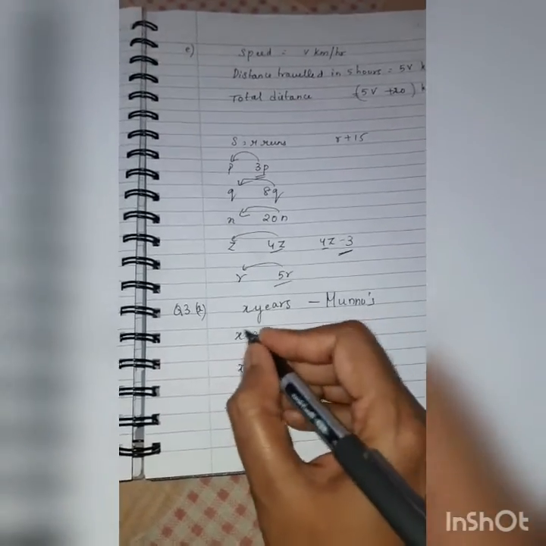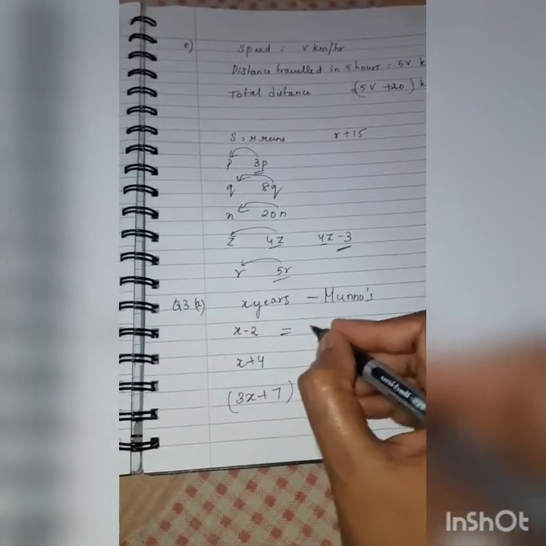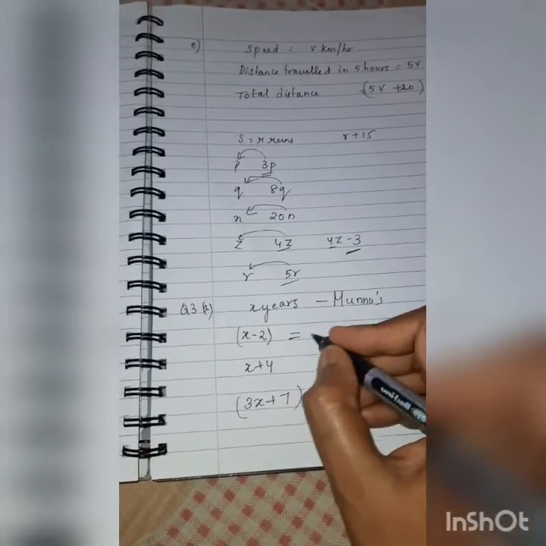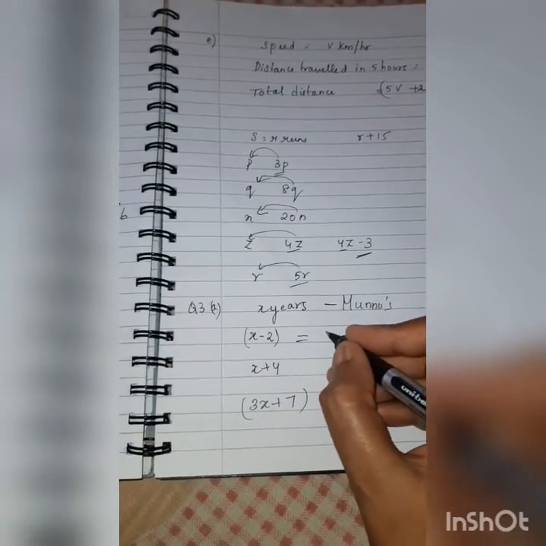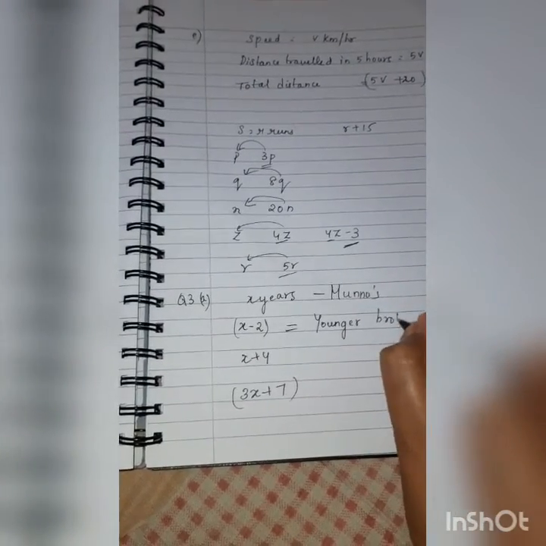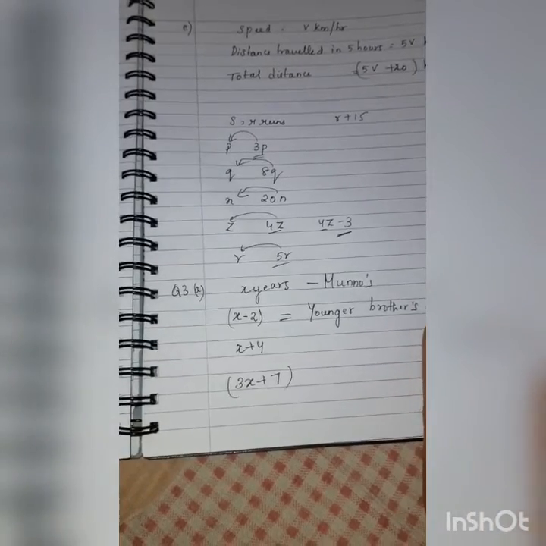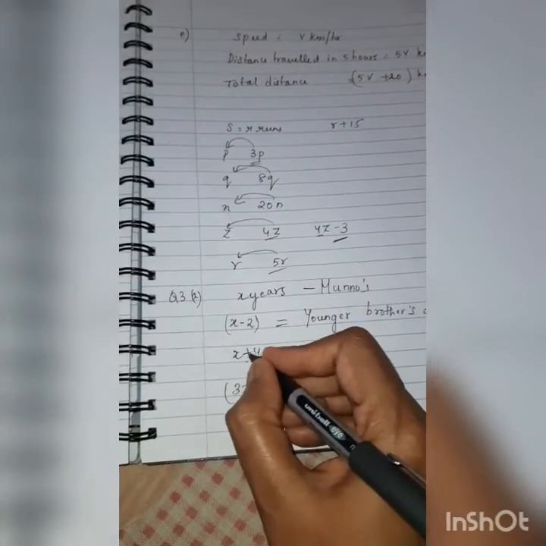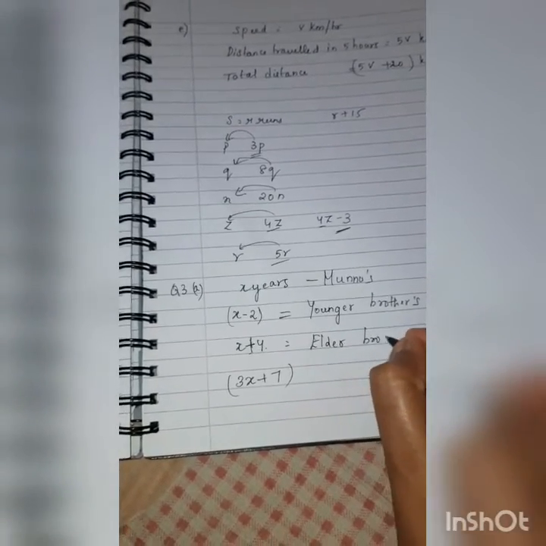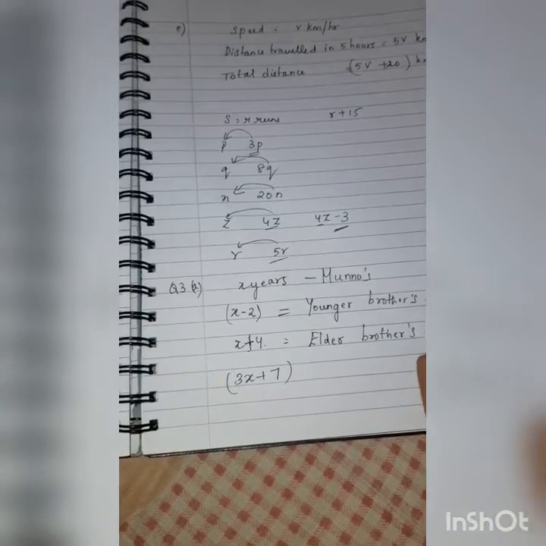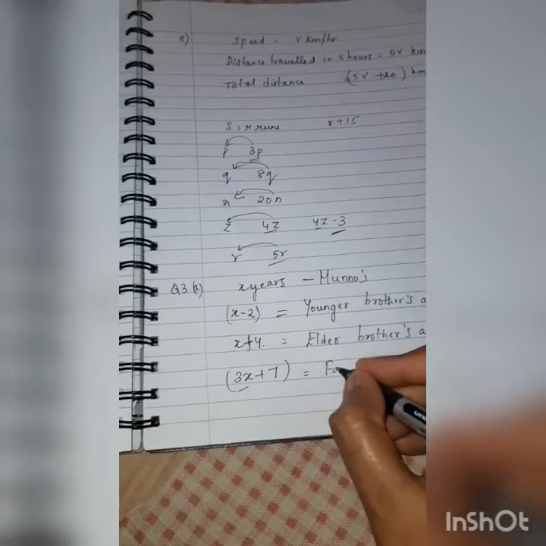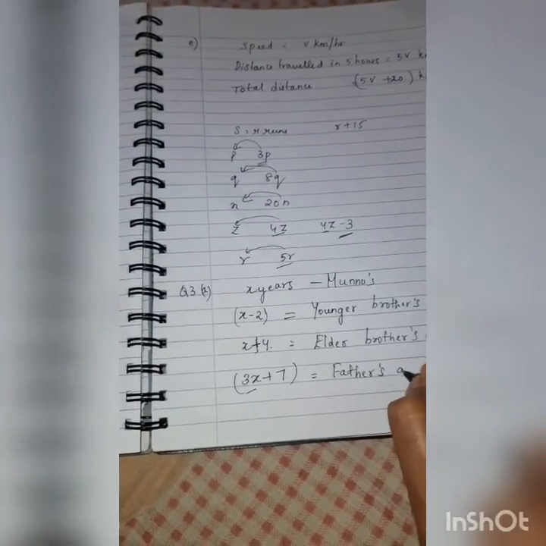Obviously someone who is younger than him will have this kind of age, or maybe 2 years before Munu's age, which is x, can possibly be x minus 2. But since the hint is given over here, think of a younger brother. This must be the younger brother's age. This x plus 4 is obviously greater than his age, so it must be his elder brother's or sister's age. And 3 times his age plus 7 years must be his father's age.